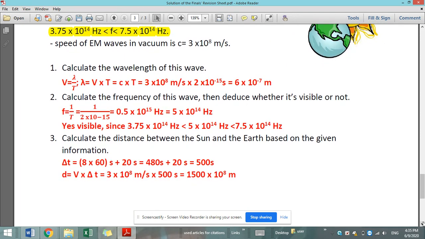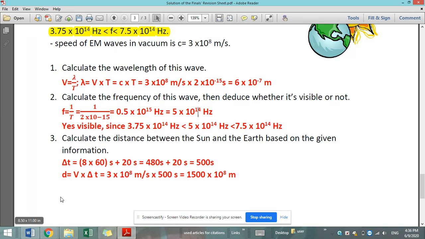Calculate the distance between the sun and the earth based on the given information. We are given that this wave needs 8 minutes and 20 seconds to reach the earth, so it covers a certain distance. Now I have first to convert the total time into SI unit. Like here, the 8 minutes we multiplied by 60 to convert it to seconds, because every 1 minute is composed of 60 seconds. So delta T is 8 times 60 within parentheses seconds plus 20 seconds, we get 500 seconds.